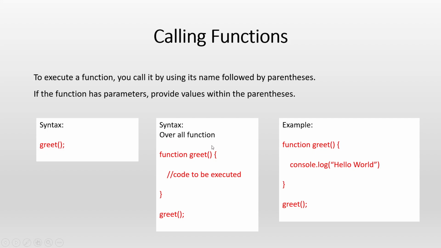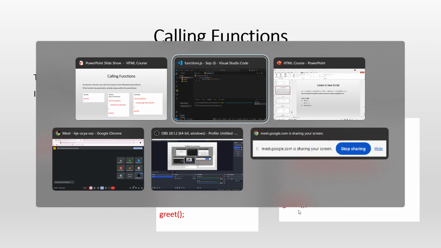So let us see the overall function. This is a function we have written, right? Function greet. Inside that we have to write code. So here we are calling that function, then it's going to get executed. Here, as you guys can see, in the example function greet, inside the flower brackets we have written console.log. So at the end we have to call this function, right? So this is nothing but calling. It's very important. Without calling the function, you never get to see the output. It's a very important thing to understand.